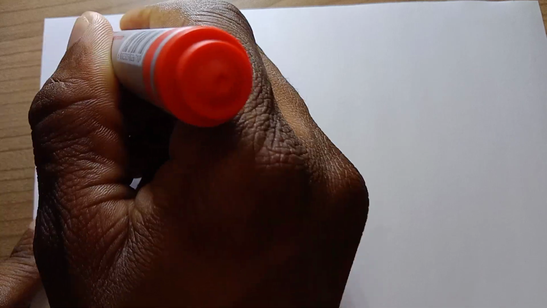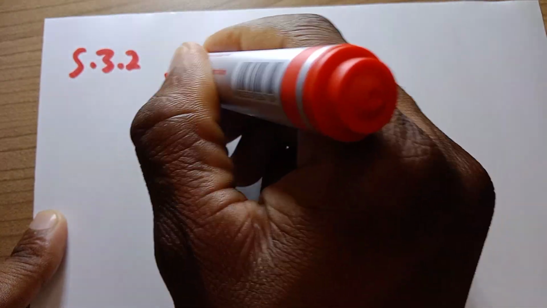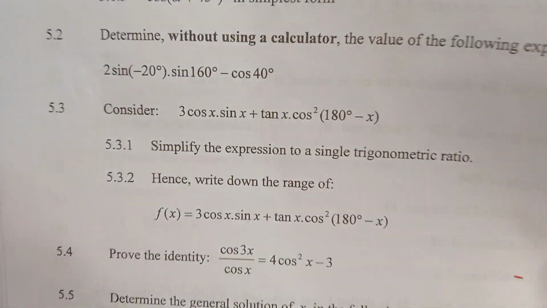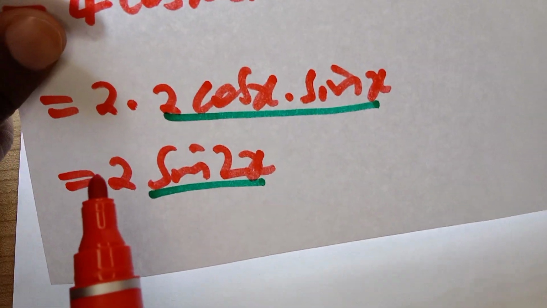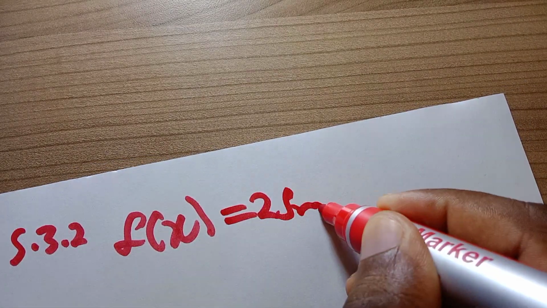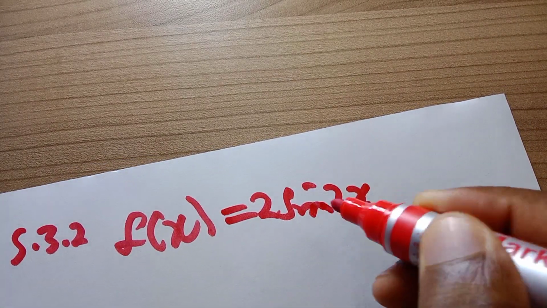That is our 5.3.2. Let's see the f of x. Remember, we have simplified this to a single trig ratio. We said it's the same as 2 sine 2x, and here we're going to replace it by 2 sine 2x.